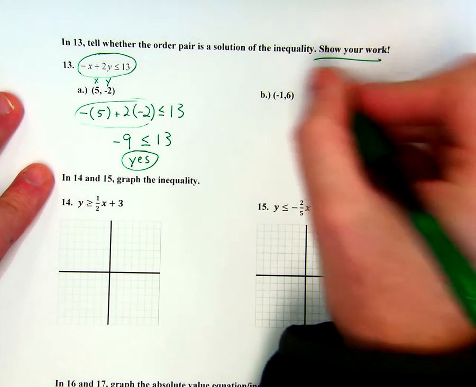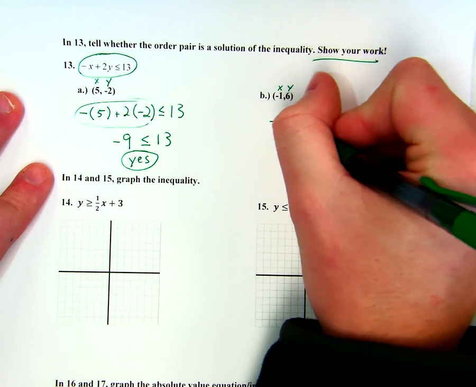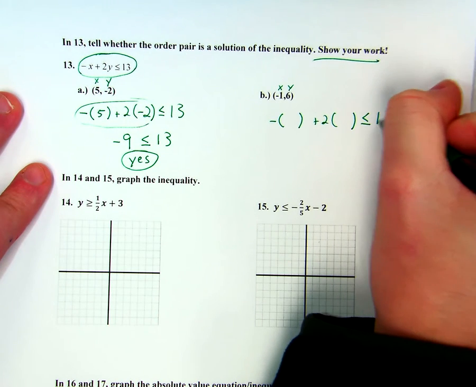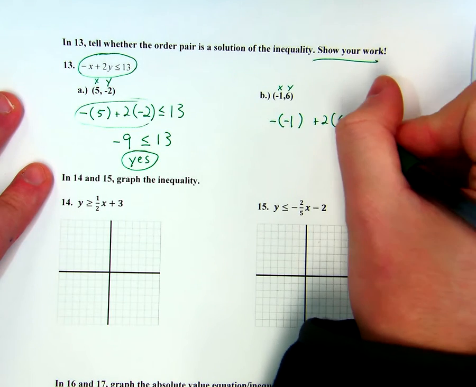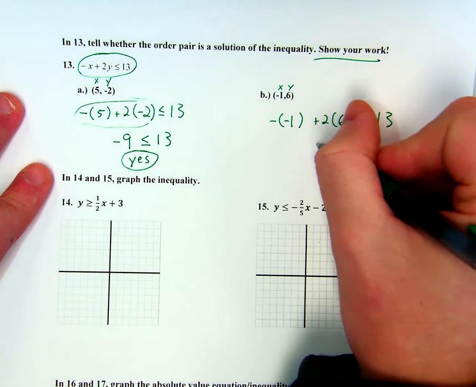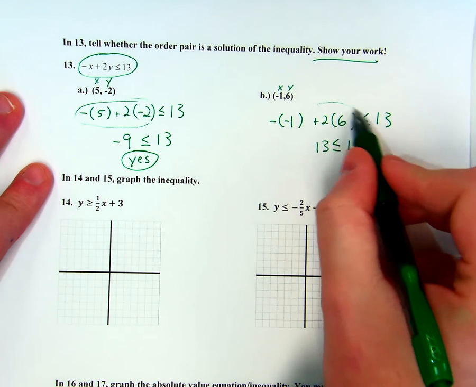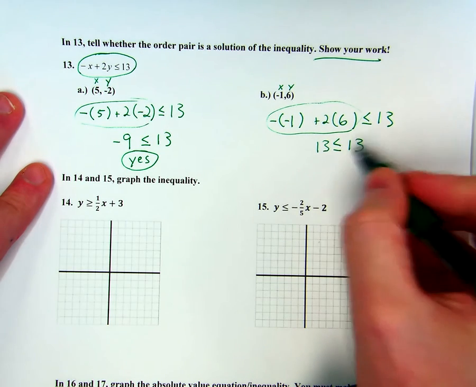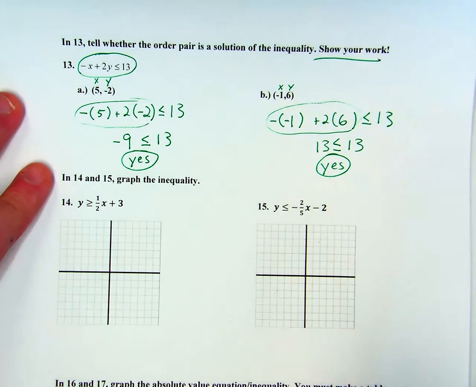We'll do the same thing for part B, except now we'll change x to negative 1 and y to 6. So again, copy down the same inequality, change the letters to blank parentheses, and in place of x, negative 1, in place of y, 6. You can calculator this. What you'll end up with is 13 is less than or equal to 13. Again, this can all be entered into the calculator in one shot. This is also a true statement since 13 is equal to 13, so your answer for part B would be yes.